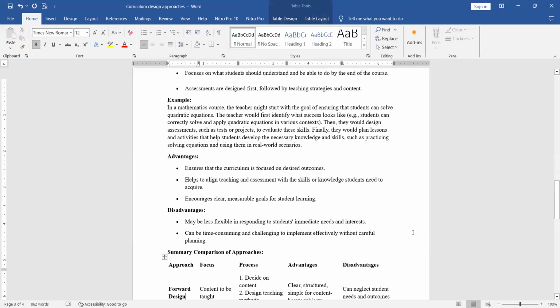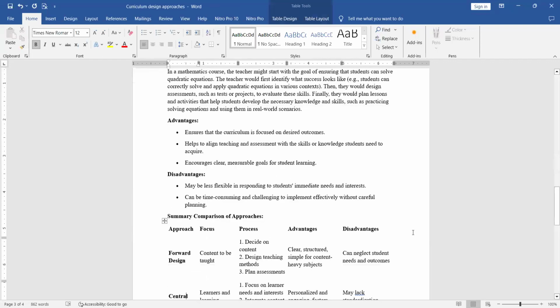Then what are the advantages? What are the disadvantages? The advantage is that it ensures the curriculum is focused on desired outcomes. Standardization is there, right? It helps to align teaching and assessment with the skills and knowledge students need to acquire. It encourages clear, meaningful, measurable goals for students' learning. And the disadvantage is that it will not cater to the students' immediate needs and interests.